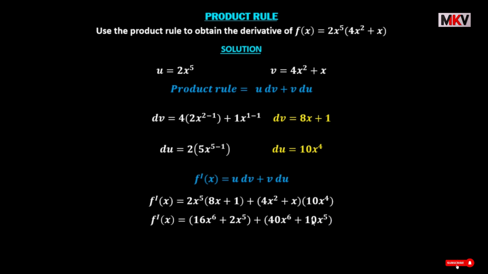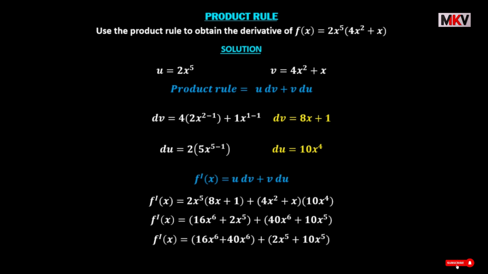Now we have to group like terms to simplify it. So we have x to the power 6 here, x to the power 6 here, x to the power 5 here, then x to the power 5 here. So we group the like terms, then we add them up.